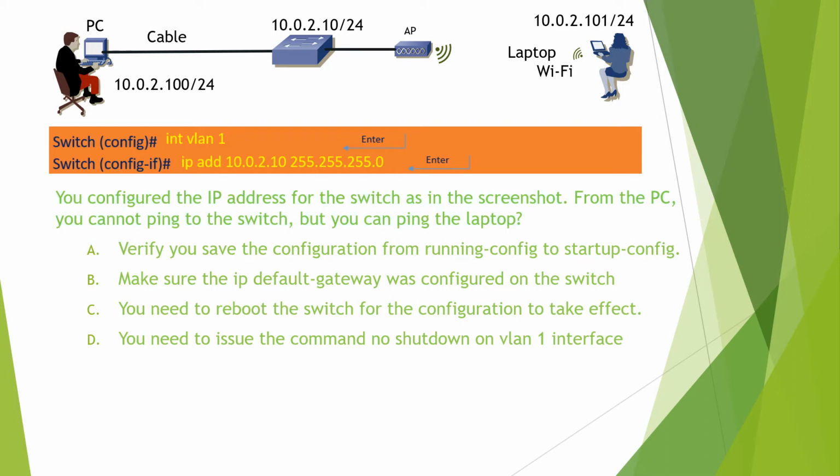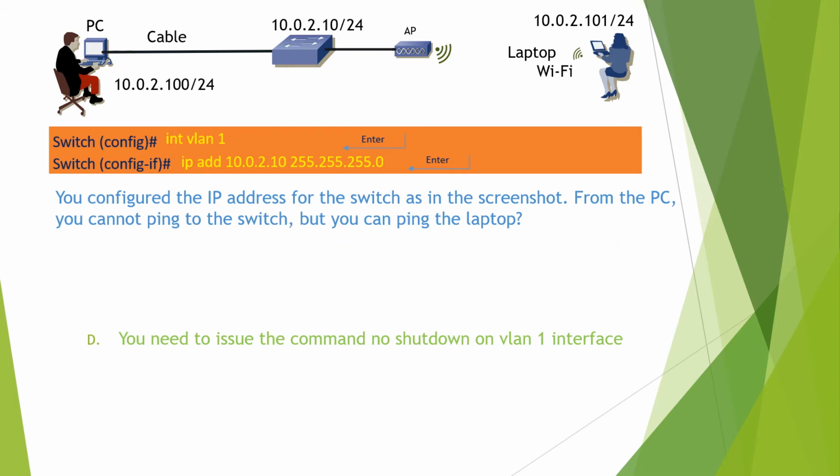The question reads, you configure the IP address for the switch as in the screenshot. From the PC, you cannot ping to the switch. However, you can ping to the laptop. So, in order to configure the IP address for a VLAN interface, after the configuration, you need to enable the interface by issuing the command no shutdown. Therefore, the answer for this question is D. You can find the detailed explanation for this question in the video.